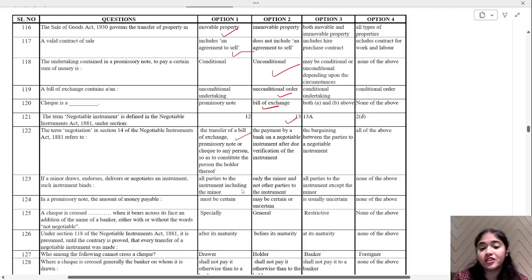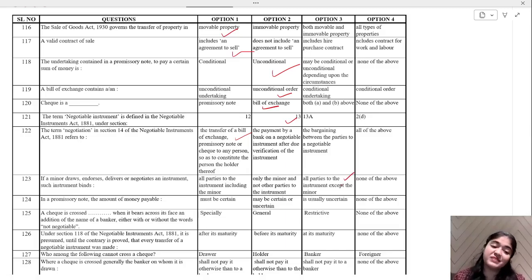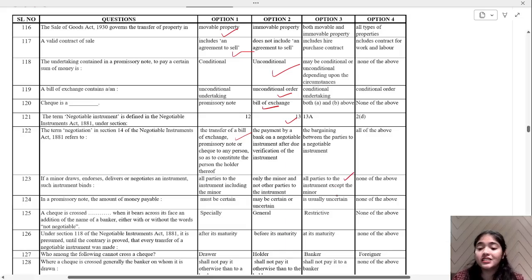If a minor draws, endorses, delivers, or negotiates an instrument, such instrument binds what? All the parties to instrument, including the minor, or only the minor and not other parties to instrument, all the parties to instrument except the minor, none of the above. So you see, it is except the minor, negotiable instruments. In a promissory note, the amount of money payable must be certain, may be certain, or uncertain, is usually uncertain, none of the above. Must be certain, compulsorily.